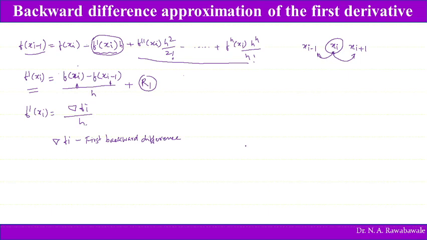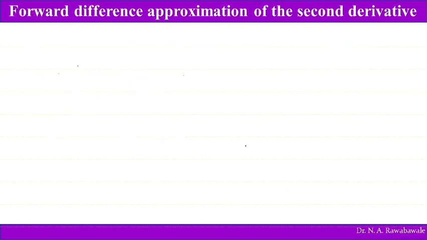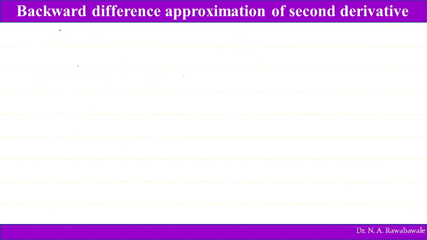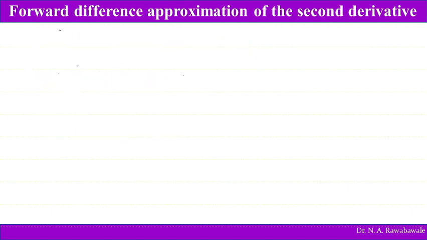Now coming to the centered difference approximation of the first derivative. We know both forward difference and backward difference. So we write backward difference, forward difference. So this is backward, forward. This must be the centered difference.